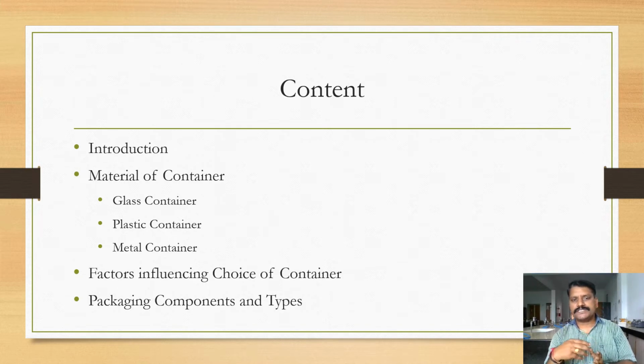The factors influencing the choice of a container. So based on the economy, availability, physico-chemical property and many more important parameters, we can select the best and qualitative packaging material, primary packaging material as well as secondary packaging material, for the injection, suspension, whatever our parenteral preparation is. Then packaging components and their types, such as the closures and rubber closures, different closures and the rubbers.